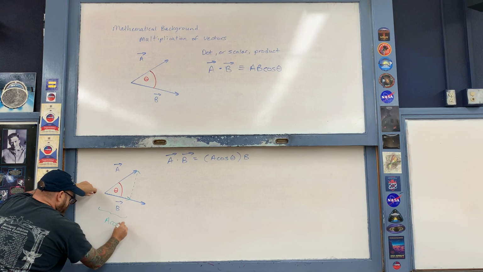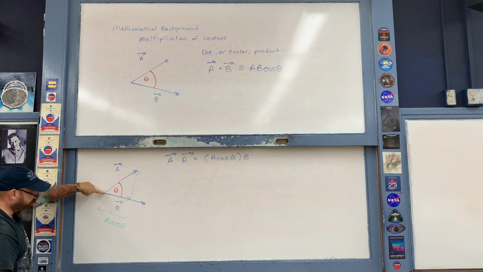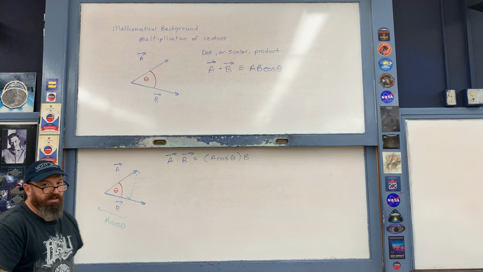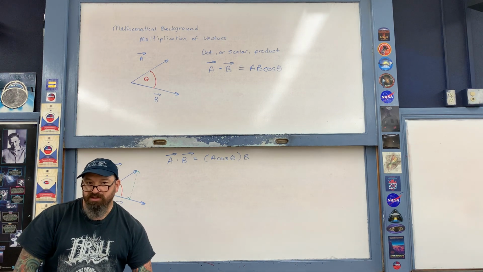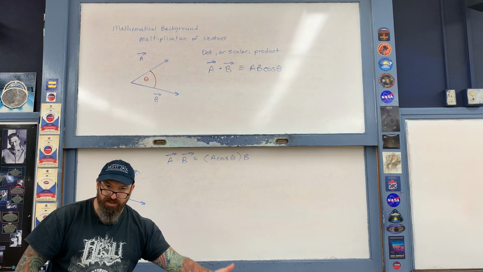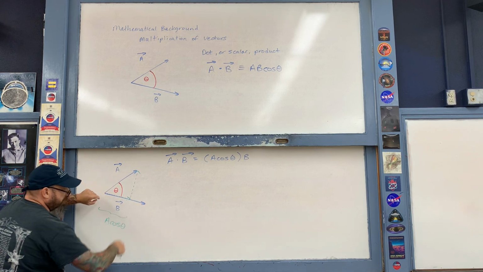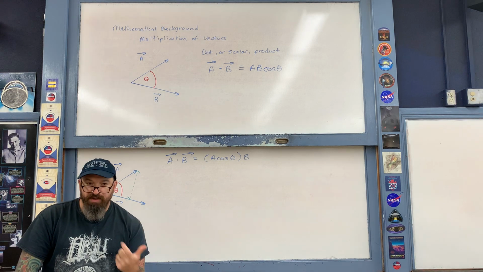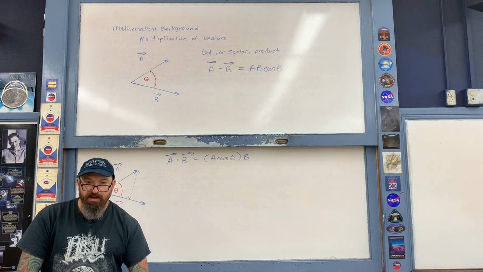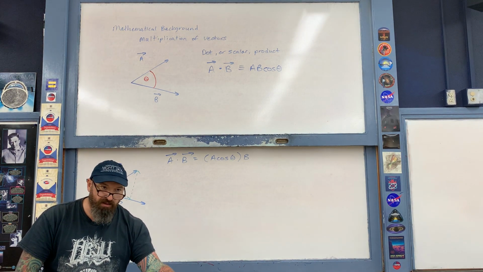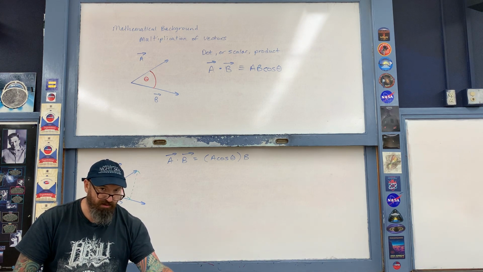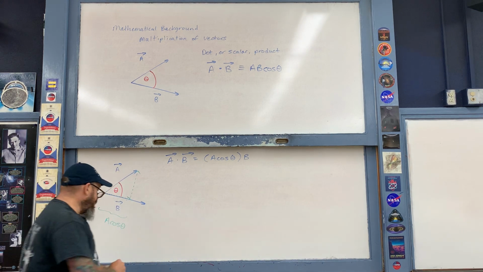So notice that I'm taking basically the piece of A that points in the same direction as B. This is, by the way, sometimes referred to as the projection of A onto B. I'm taking the projection of A onto B and then multiplying it by B. So I'm basically taking the piece of one vector that lies in the direction of the other vector and then multiplying it by the other vector. You could also, however, think of it like this.